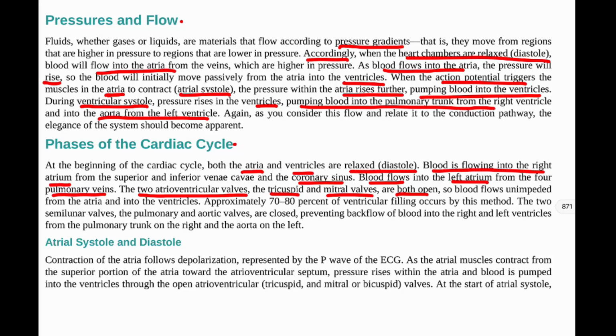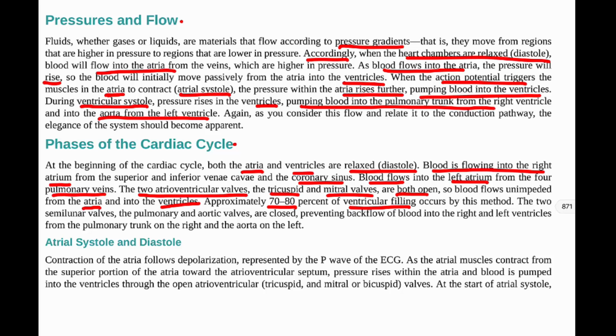So the blood is going to flow directly from the atria down into the ventricles. Approximately 70 to 80% of the ventricular filling, so the amount of blood that's going to be in the ventricles, occurs just by this active draining, this pouring of blood from the atria down into the ventricles.